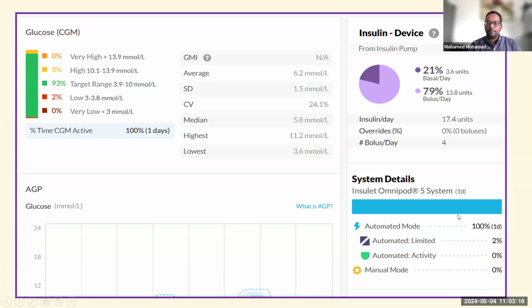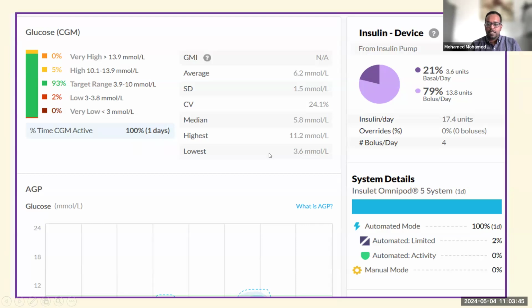And for the pump to work efficiently, you have to have a figure near this. And the manual mode is when the pump is off the closed loop system and it's just delivering insulin like any other insulin device. And this is 0%. So we look at that to see how compliant the patient is with the pump. We look at that to see how much insulin is being delivered. And we look at that to see what's the result of this. Does this make sense?